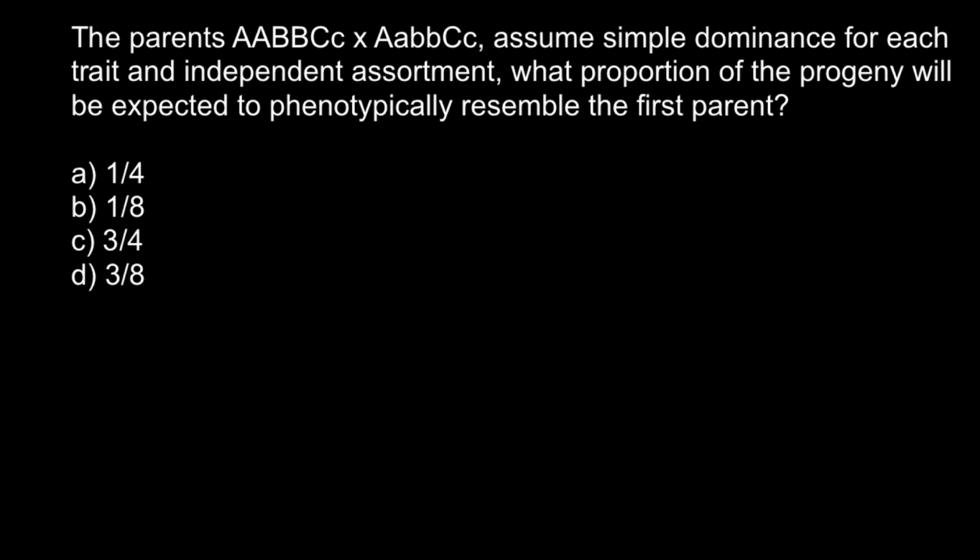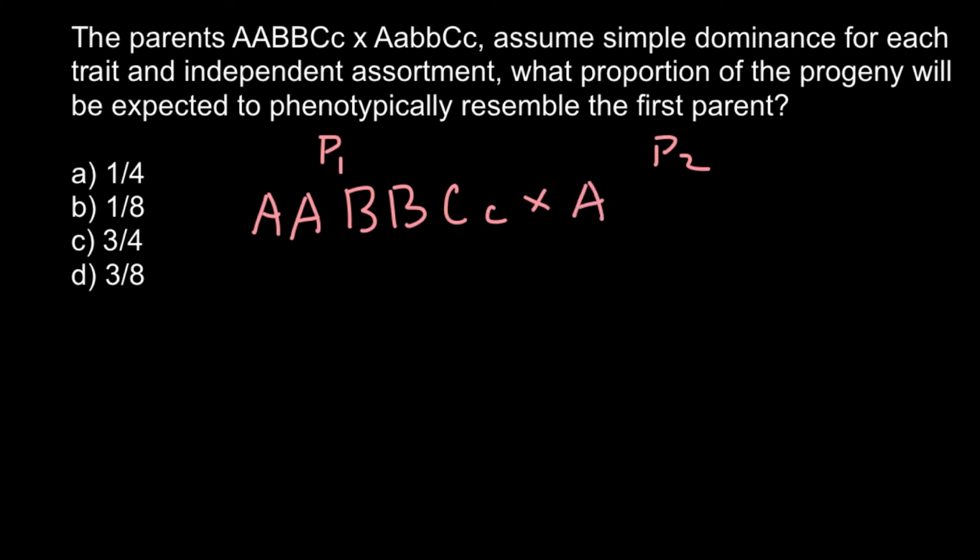So the genotype of parent 1 would be homozygous dominant for the gene A, homozygous dominant for the gene B, and heterozygous for the gene C. And we have to cross with parent 2, whose genotype is capital A, small a, capital B, small b, and capital C, small c for the third gene. So these three genes stand for three traits, and we have here three allelic pairs.